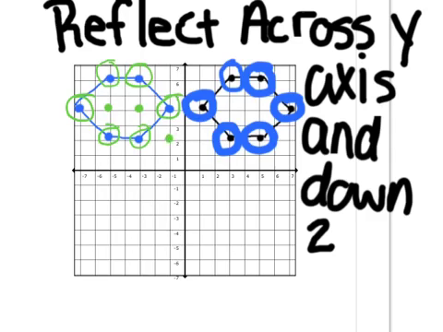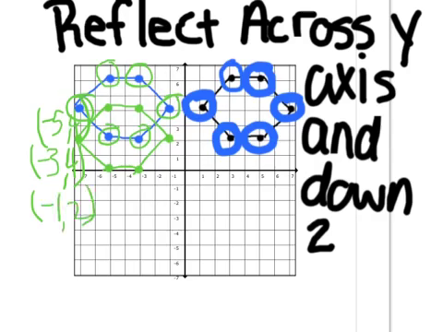The point at negative 3, 2 will become negative 3, 0. The point at negative 5, 2 will become negative 5, 0. And finally, the point at negative 7, 4 will become negative 7, 2. Again, connect the points. And your final answer should be negative 5, 4, negative 3, 4, negative 1, 2, negative 3, 0, negative 5, 0, and negative 7, 2.